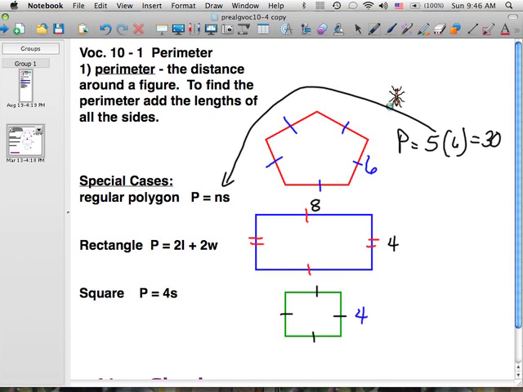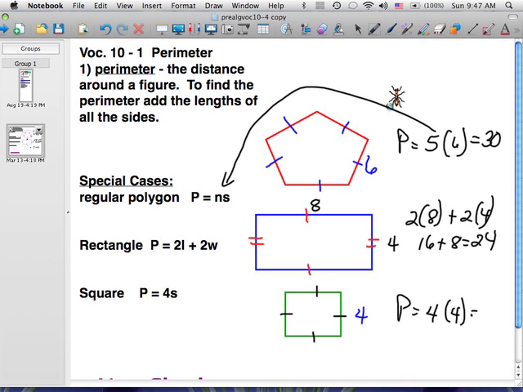A rectangle is also a special shape because the opposite sides are congruent. Instead of saying 4 plus 8 plus 4 plus 8, we could do 2 8s plus 2 widths and get our answer, which is 24. And a square is another regular polygon. So if I have one side equal to 4, the perimeter is 4 times the length of one side, which is 4, which also gives us 16.